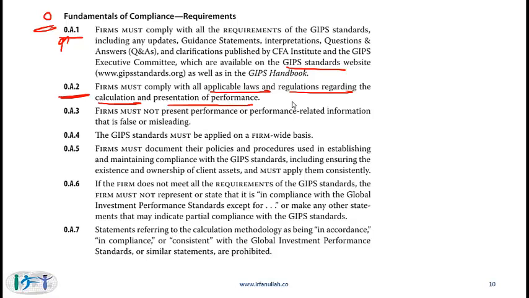The point here is that if there are no specific laws and regulations, then GIPS compliant firms must follow the rules specified in the GIPS handbook. If, however, a given country prescribes certain laws about how to report performance, then the country's laws should be followed, and any differences between the country's laws and GIPS need to be documented. Firms must not present performance or performance-related information that is false or misleading.